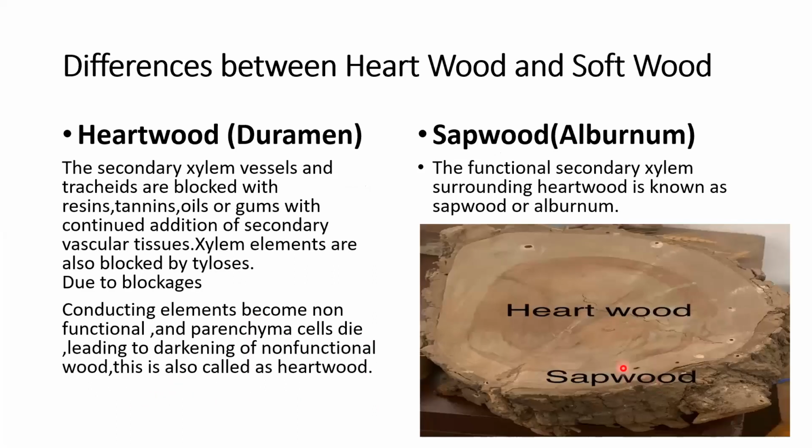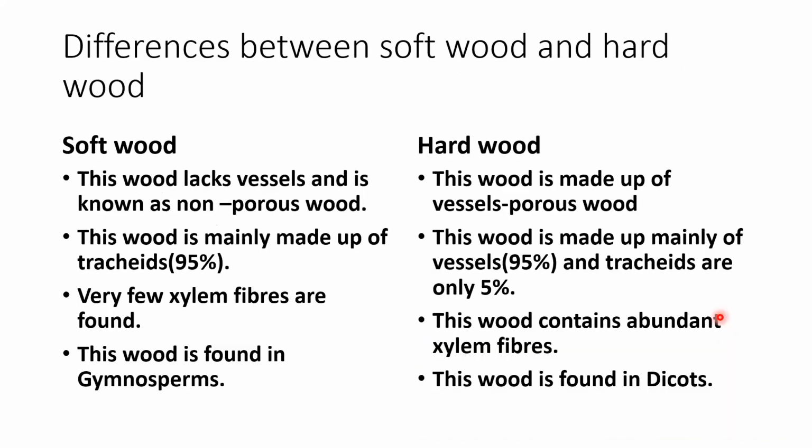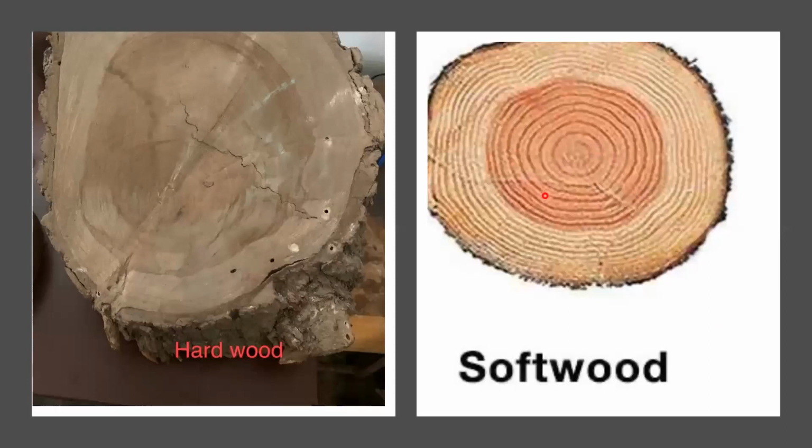Now, next is what is hardwood and what is softwood. If we see a transverse section of a log, you can see that this central part, which is dark in color, is hardwood, and this surrounding part is called sapwood. Now, this is more clear in this color. You can see in the center is hardwood, and this surrounding part is called sapwood. Here also, this part is hardwood and this part is sapwood.